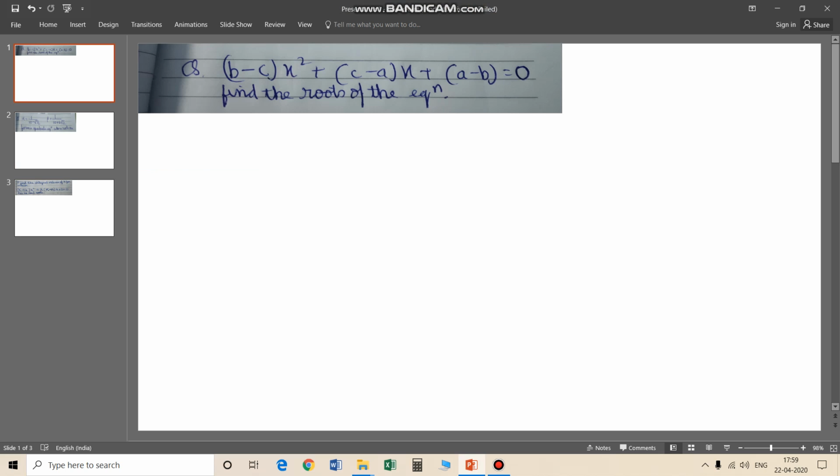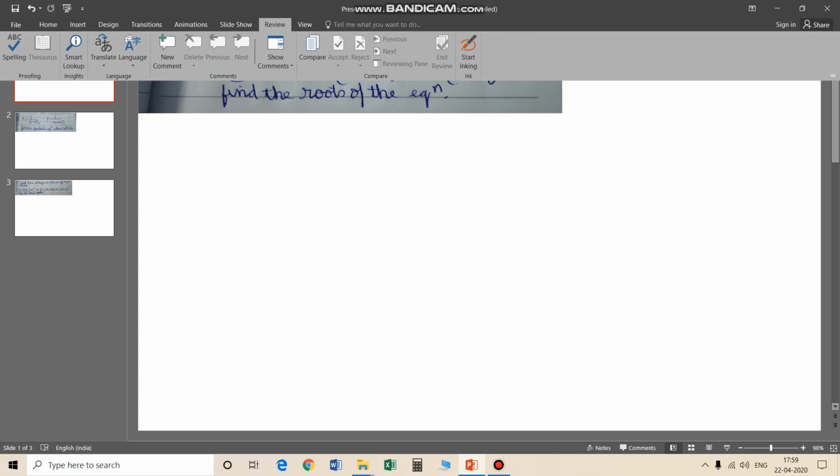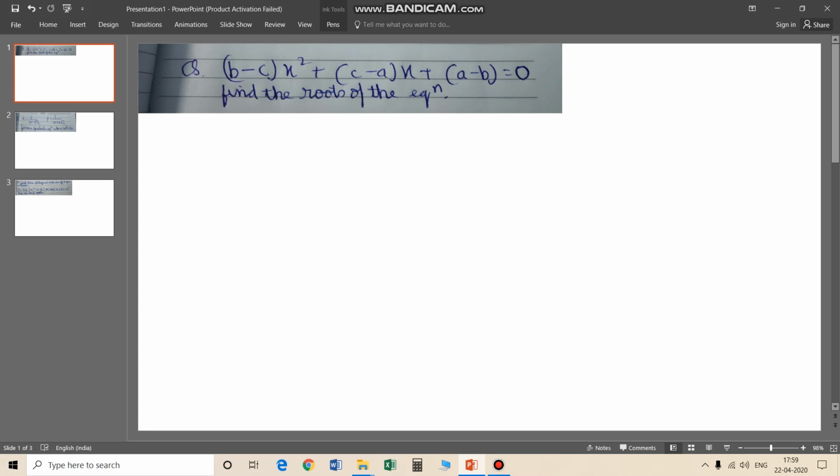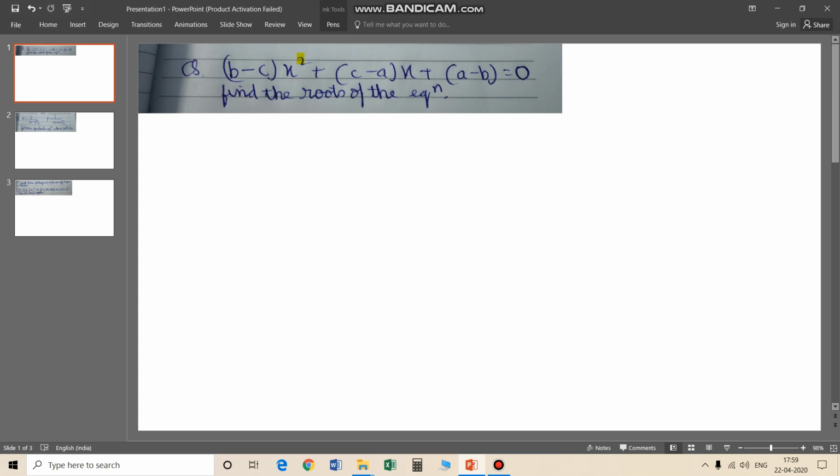What is a quadratic equation? A quadratic equation is an equation whose highest degree is 2. Like here, the highest degree is 2. Here the highest degree is 2. Hence it's a quadratic equation and we have to find the roots. What are the roots? The roots are the values of the variable, that is x here, for which the equation is satisfied.